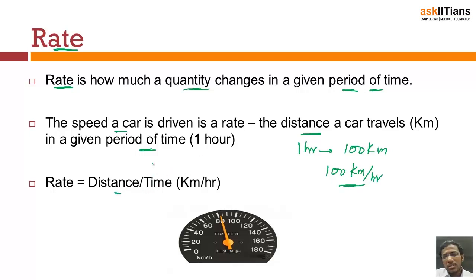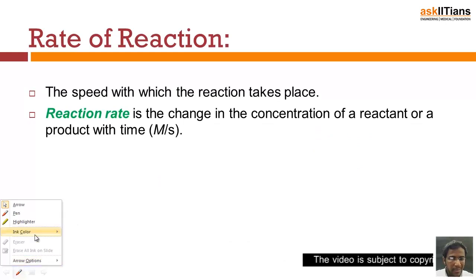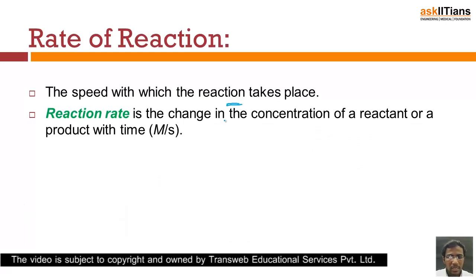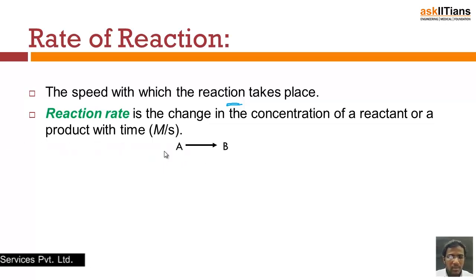So let's see how this rate is defined for a chemical reaction. Rate of a reaction is the speed at which the reaction takes place. To understand it better, let's take an example. Consider this simple example where A is giving B. During this reaction, A is consumed and B is produced.